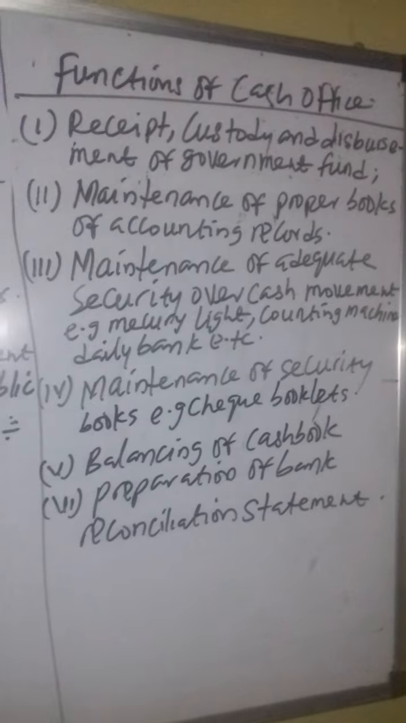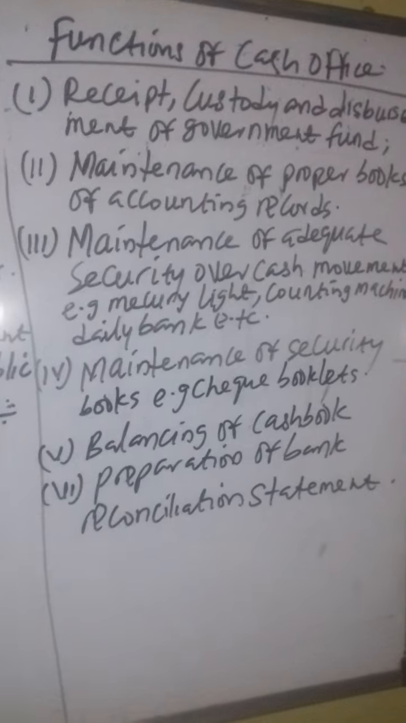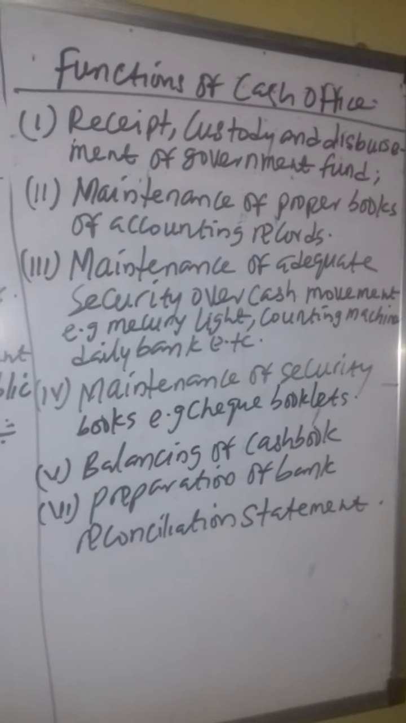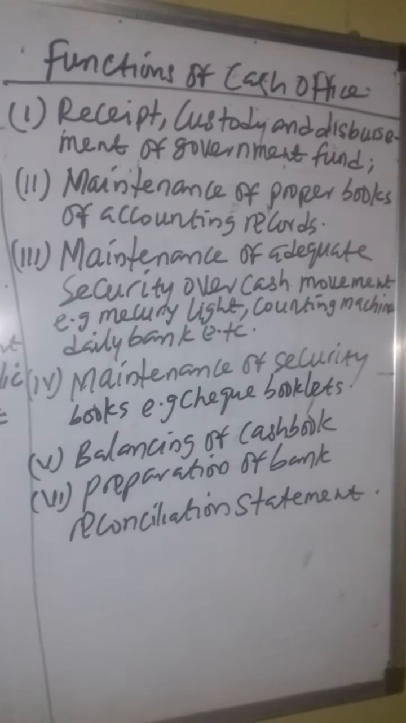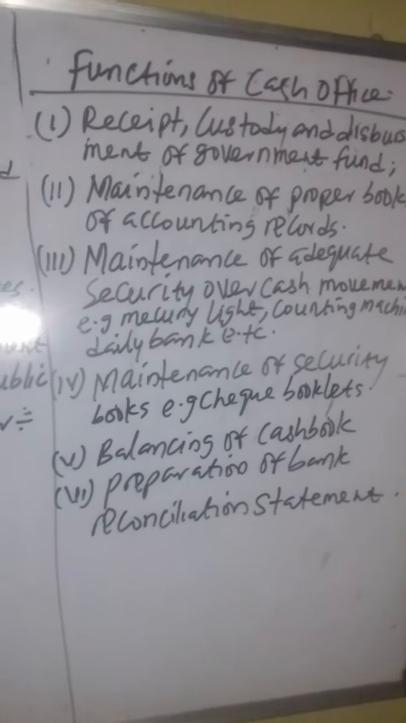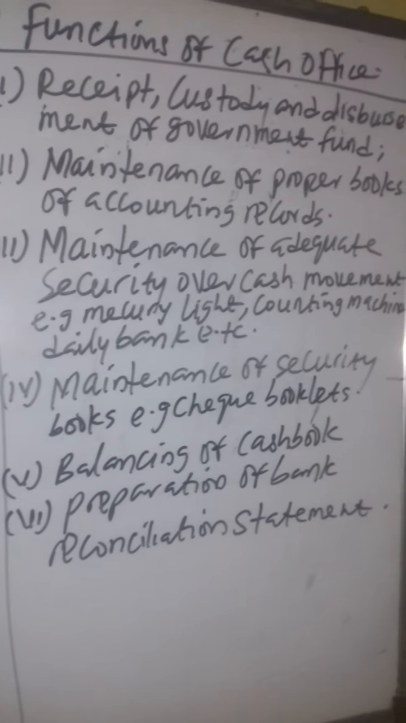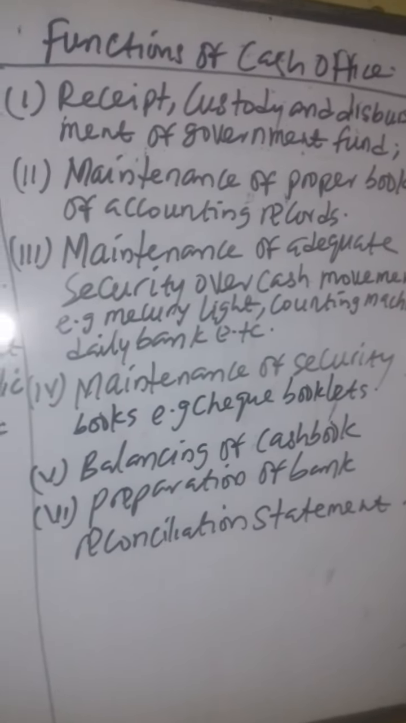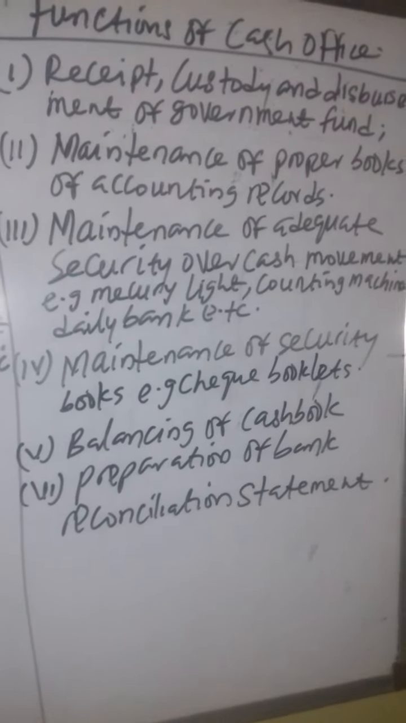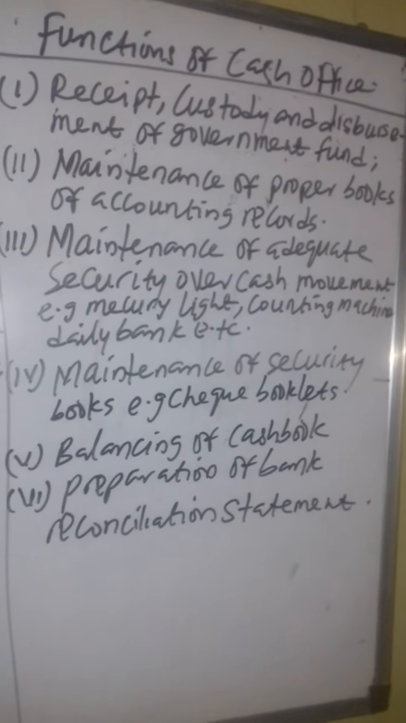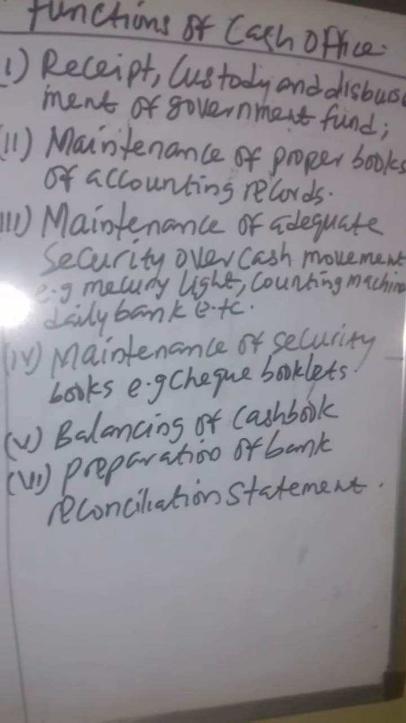Are we together? Number 2, maintenance of proper books of accounts, which is keeping complete and correct accounting records for the government office. Number 3, maintenance of adequate security over cash or cash movement, which includes building a very strong office room, well walled, with frames and bars, putting in mercury lights, a counting machine, daily banking, etc. Number 4, maintenance of security books, e.g. cash booklets, certificates, and others.